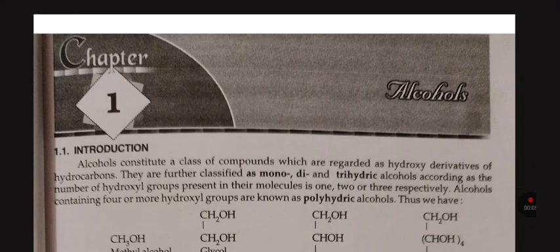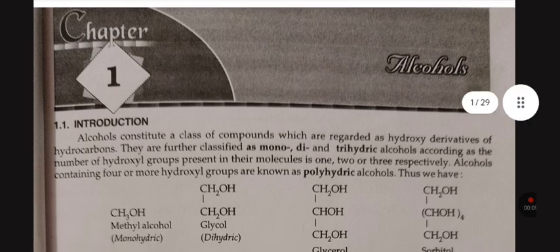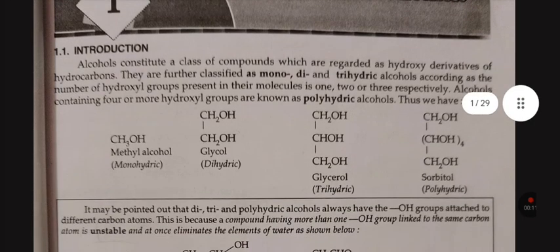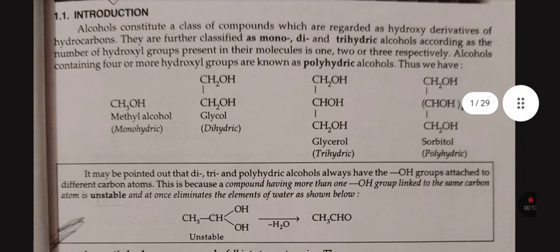Today, we are going to start our chapter, Alcohols. Introduction. Alcohol consists a class of compounds which are regarded as hydroxyl derivatives of hydrocarbons. They are further classified as mono, di, and trihydric alcohols accordingly as the number of hydroxyl groups present in their molecules is 1, 2, or 3 respectively.